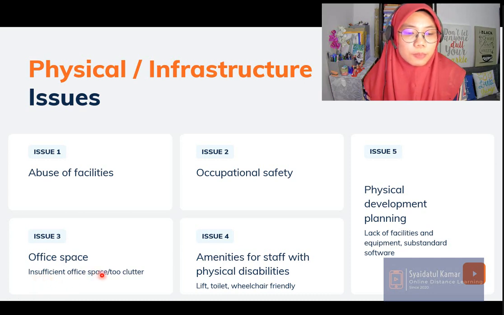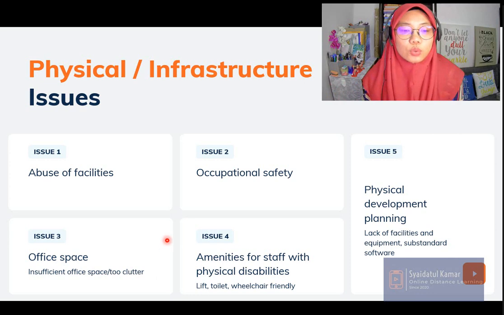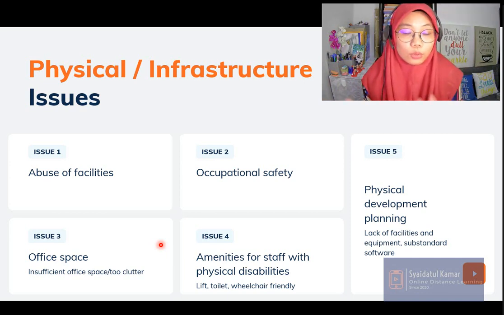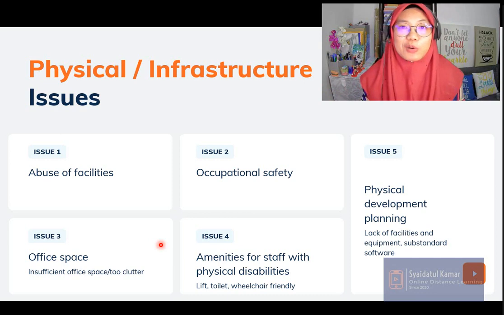Alright. Okay, issue number 3 here is the office space. Insufficient office space or too cluttered, meaning that you are stationed too close together. You don't have your own personal space, or to make it worse, you don't even have a space of your own. So where are you going to do the work? Probably you just have to sit at the corridor, sit on the floor. You are not being given a space for you to work. So that is very bad.